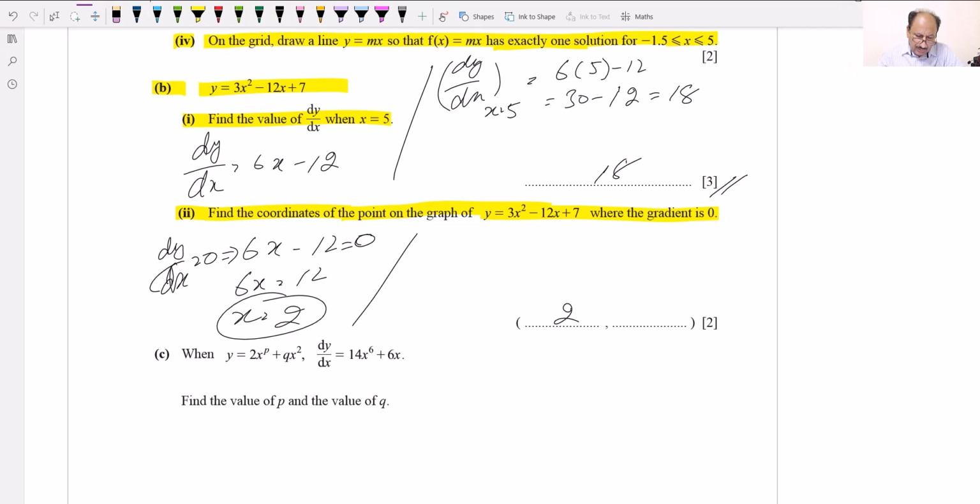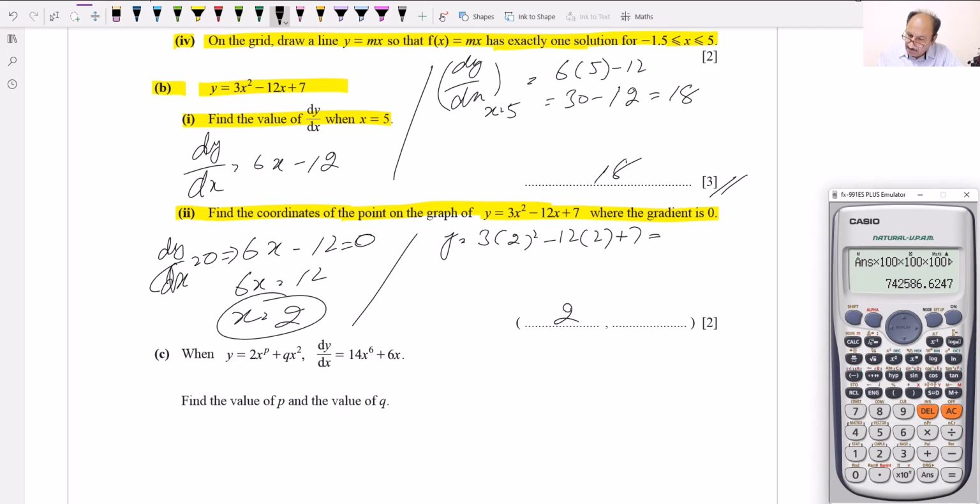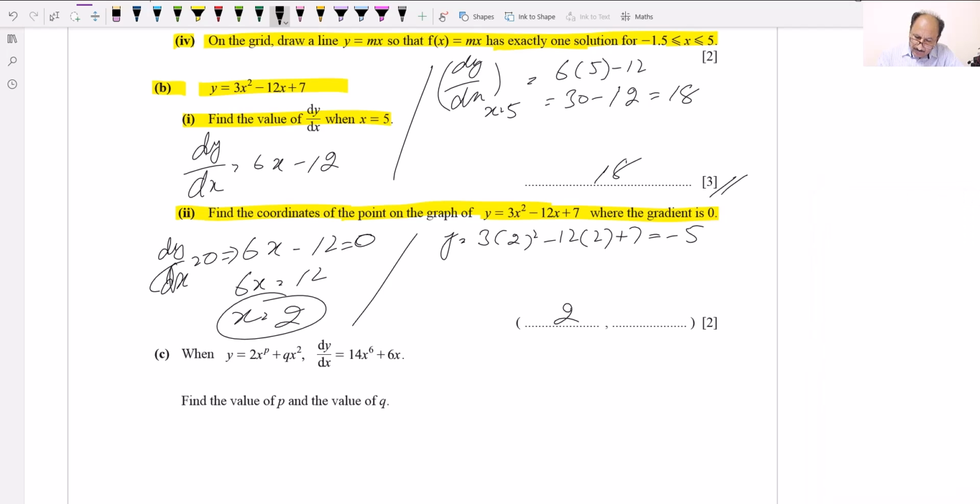And now we can replace the x value and find the y value. So y is equal to 3 into 2 squared minus 12 into 2 plus 7. We can use a calculator. So it will be 3 into 2 squared, then minus 12 into 2 and plus 7, and this will give us minus 5. So y value will be minus 5.